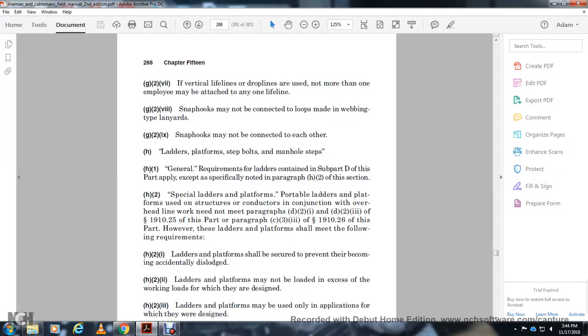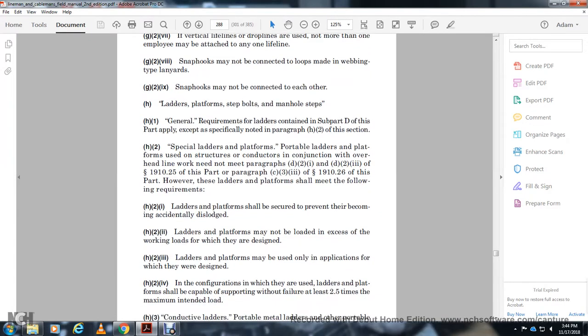Ladders and platforms shall be secured to prevent their becoming accidentally dislodged. Ladders and platforms may not be loaded in excess of the working load for which they are designed. Ladders and platforms may be used only in applications for which they are designed and in the configuration in which they are designed to be used. Ladders and platforms shall be capable of supporting without failure at least 2.5 times the maximum intended load.